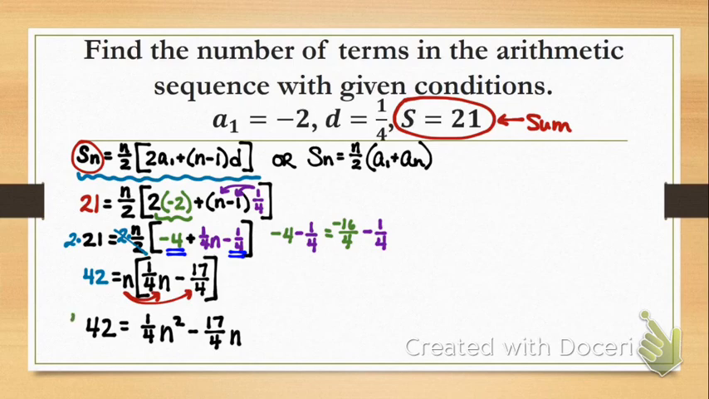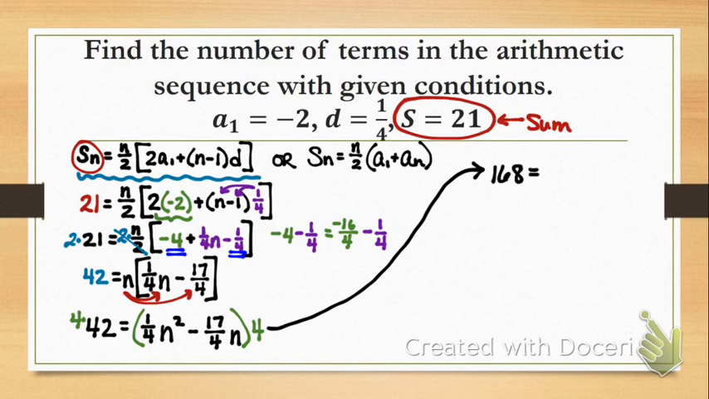Multiply everything by 4. So I'm going to multiply 42 by 4, and I'm going to multiply this side by 4 so that when we go to factor, we don't have to deal with those fractions. What is 42 times 4? 168. So I have 168 equals n squared minus 17n. So 0 equals n squared minus 17n minus 168.